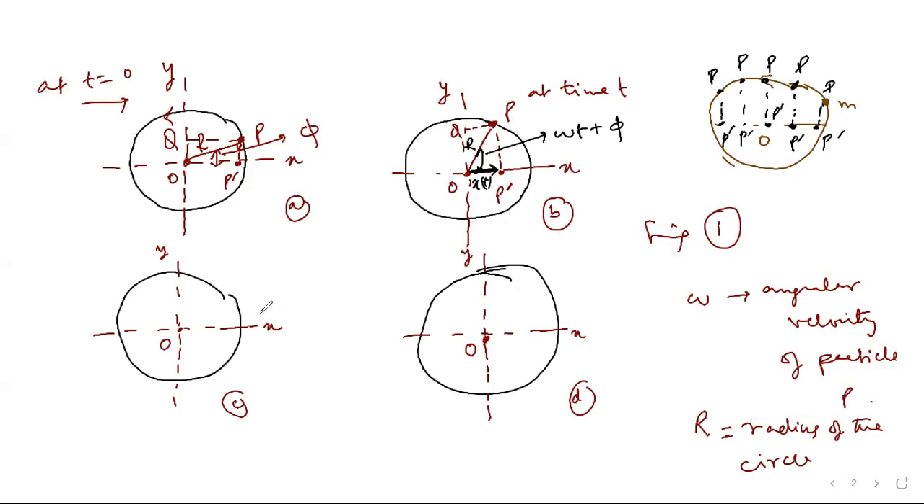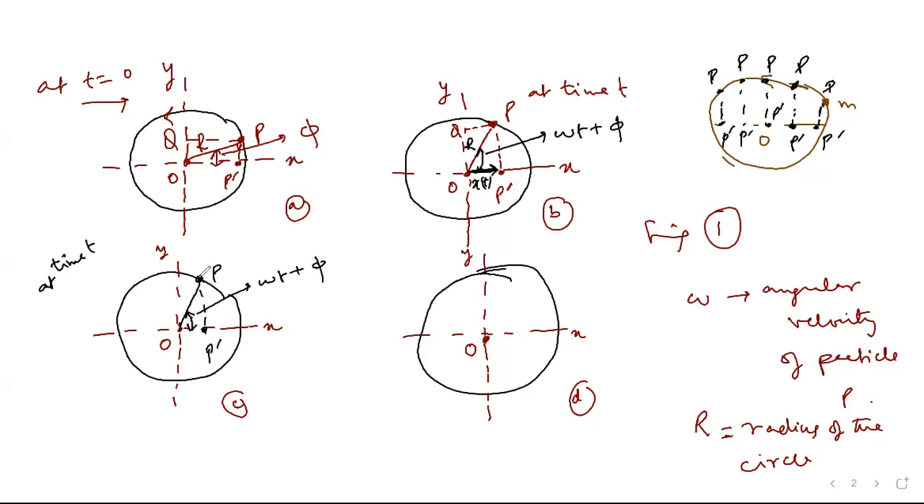Let me draw another figure. So at time t, this particle P is here. Its projection P prime is here. This is at time t. And this OP is making an angle. This angle is omega t plus phi, as indicated in part B of the figure.